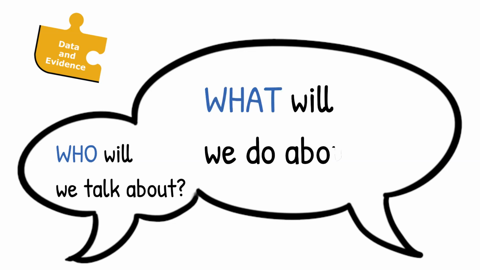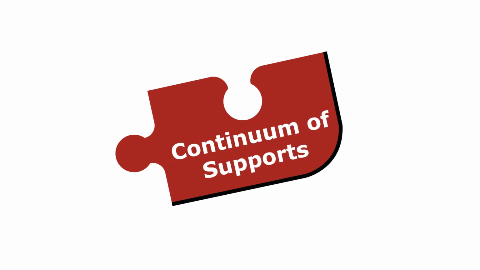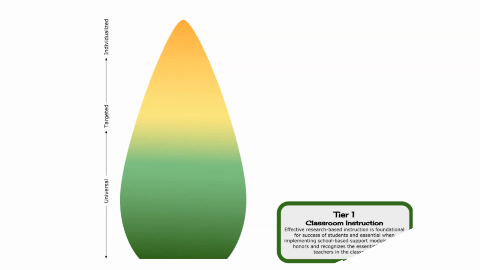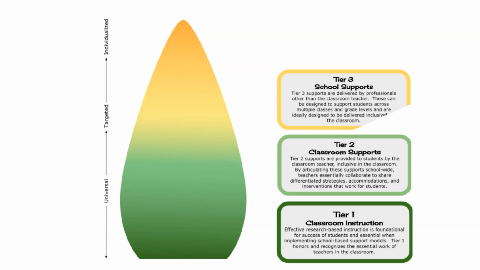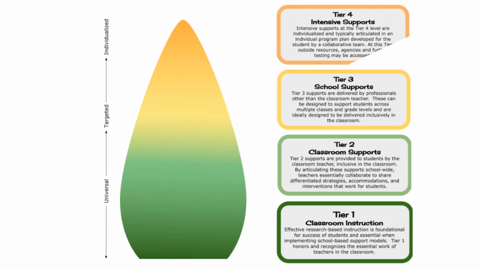Next, the question of, so what will we do about it, surfaces. And the answer exists within our continuum of supports. In collaborative response, we articulate four tiers of support, moving from universal best practice classroom instruction, followed by differentiated classroom support such as classroom-based intervention, accommodations, or strategies for our students who have been identified as needing different or additional support to be successful. Next come our school supports, which are provided or organized by someone other than the classroom teacher, often involving specialized staff. The final tier of support involves individuals or agencies external to the school.